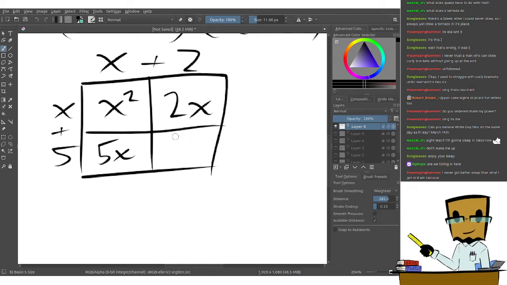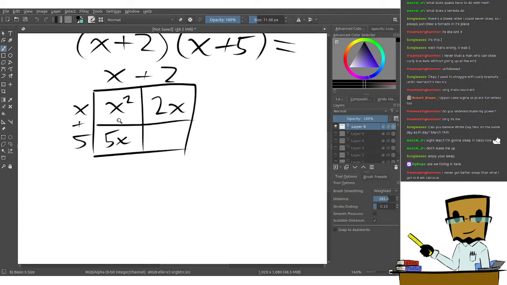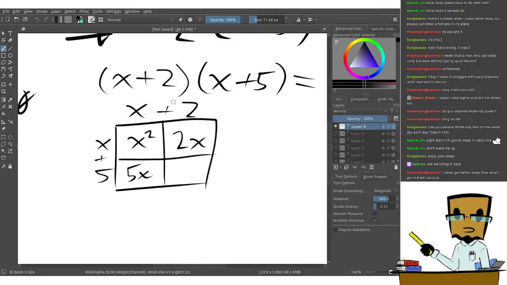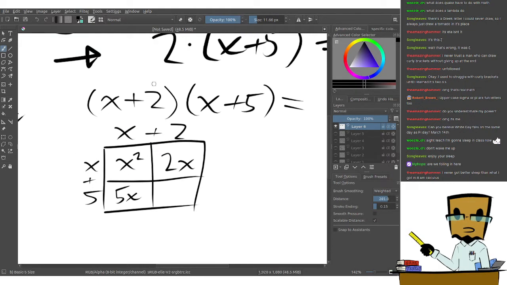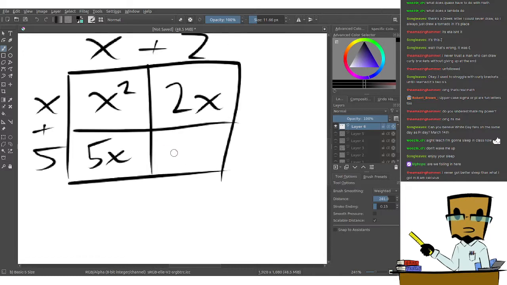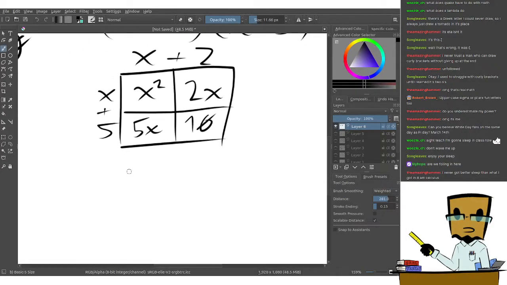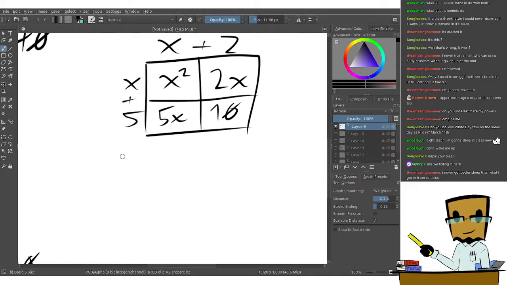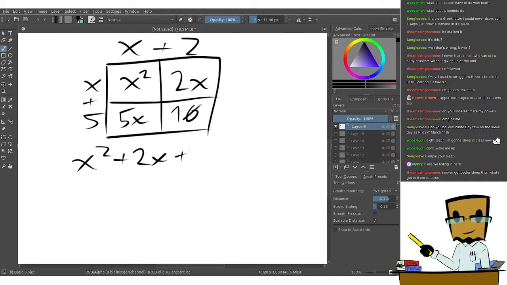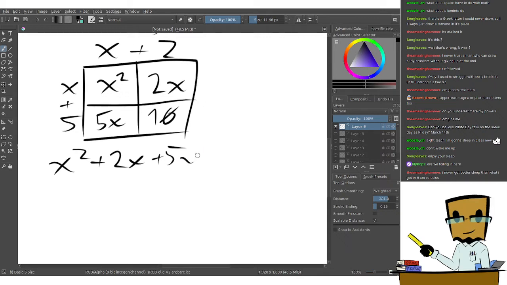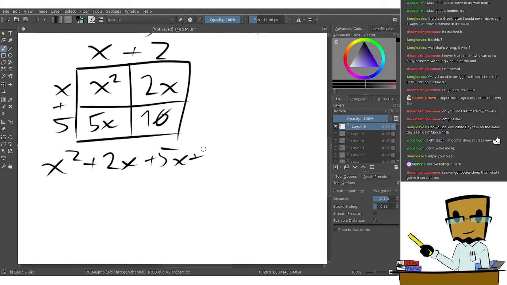And then, yeah, I guess this is oil. First, inside. So they teach you in public school. And then 5 times 2 is 10. So we add that all together, and we get x squared plus 2x plus 5x plus 10.